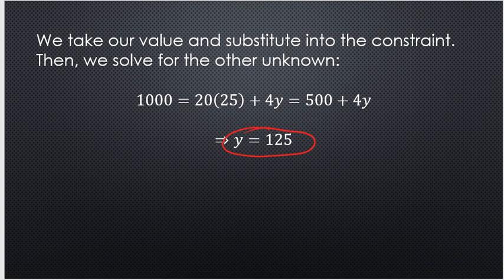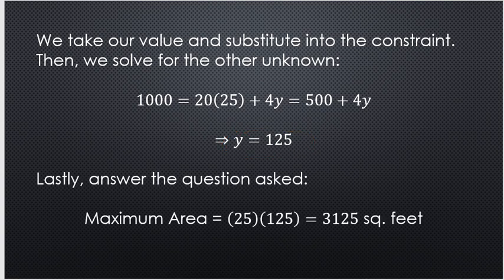Last step, answer the question that was posed to us. Don't just stop at, oh, x is equal to 25, y is equal to 125, that's it, I'm done, I'm out. One last piece of work to do. Lastly, state what the area was. We were asked what is the maximum area that we can close in. So the maximum area, length times width, x times y, 25 times 125 is 3,125, and the sides were measured in feet, so this is 3,125 square feet.